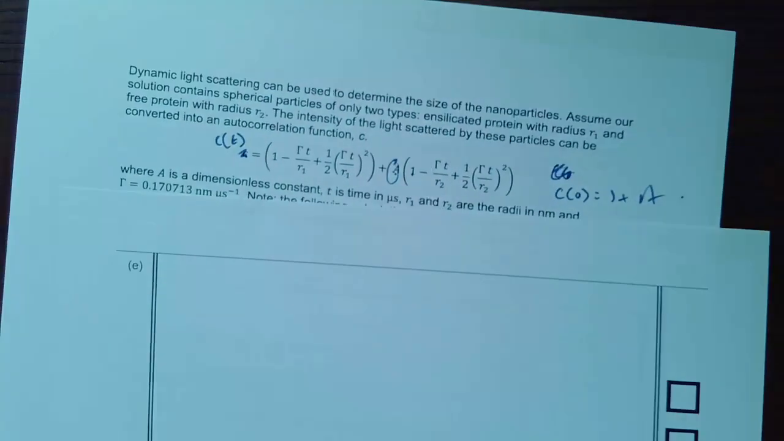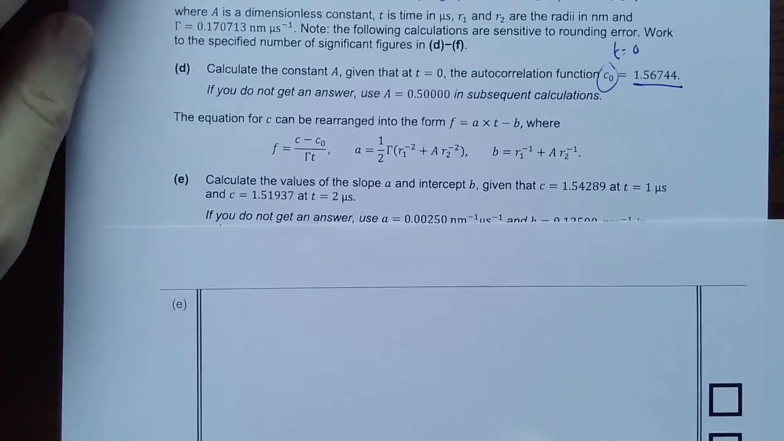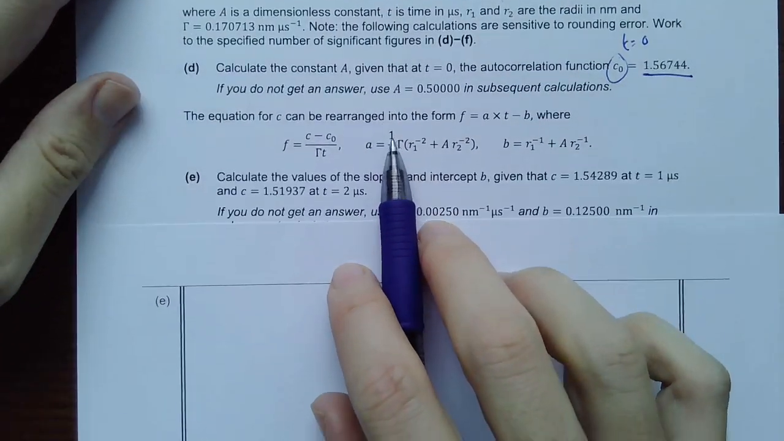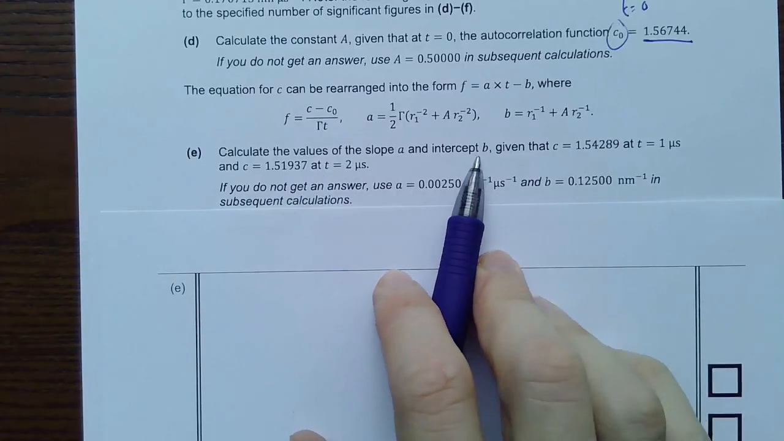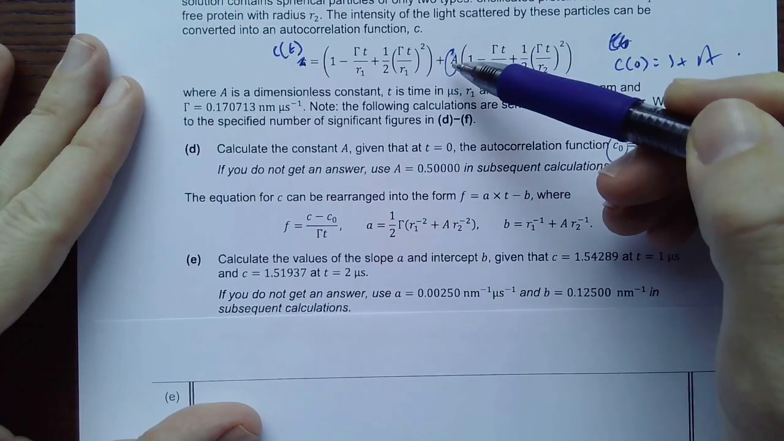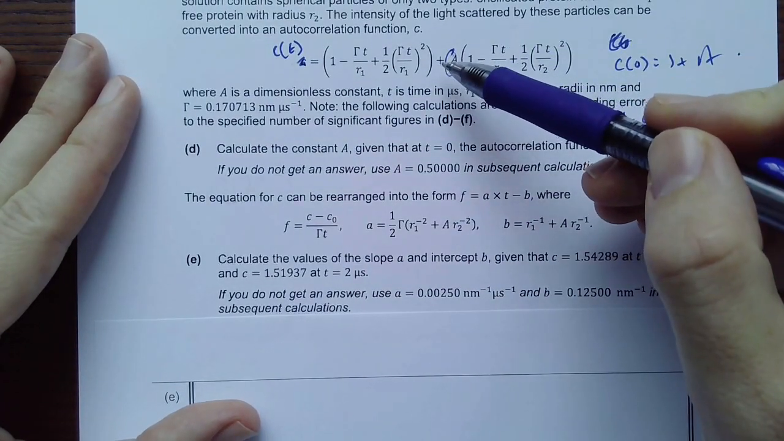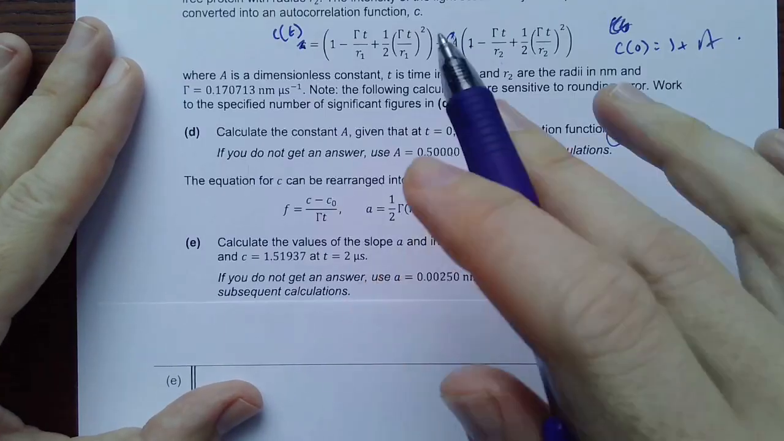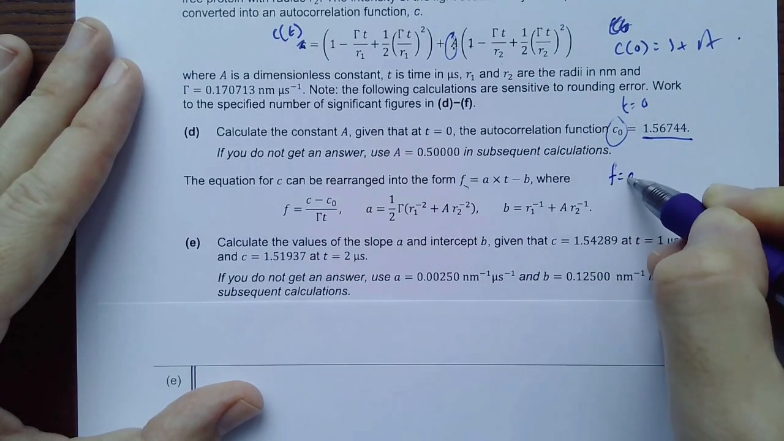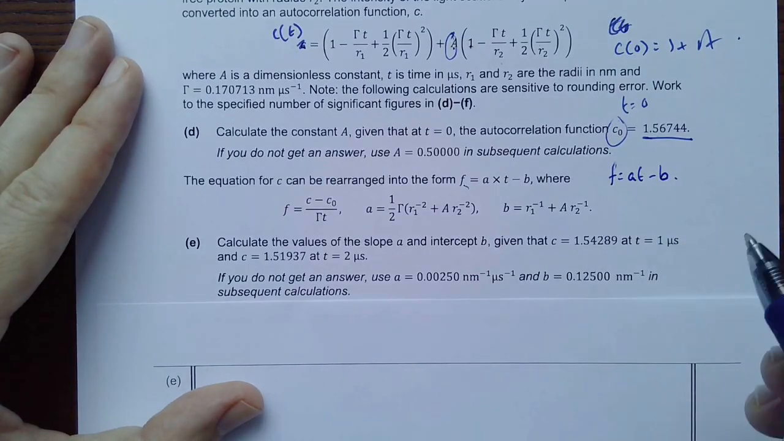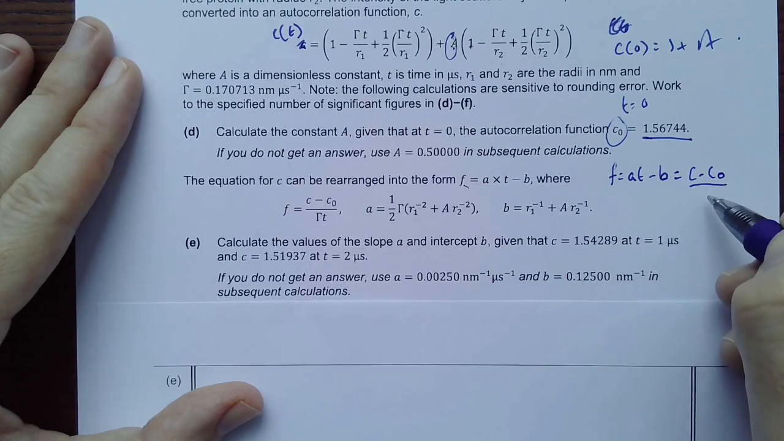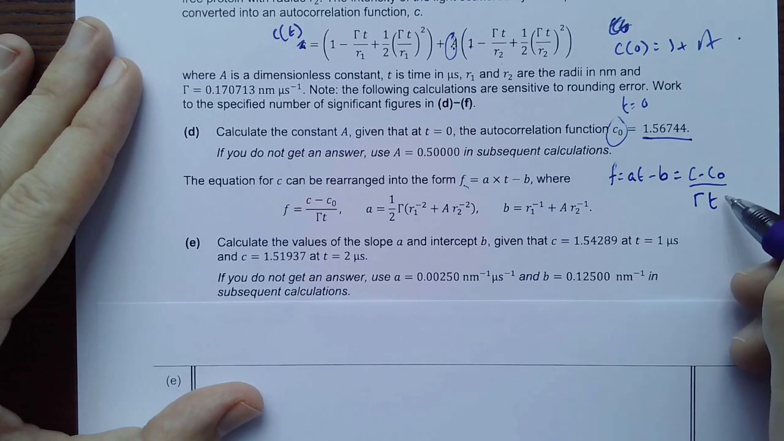Okay. Then we have: calculate the values of the slope A and intercept B, given that they rearrange this equation into a different form, where they're giving you a form of F, so F equals AT minus B, and F also equals C minus C0 over this uppercase gamma T.